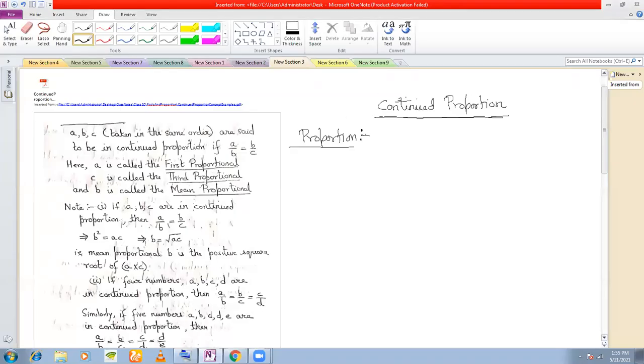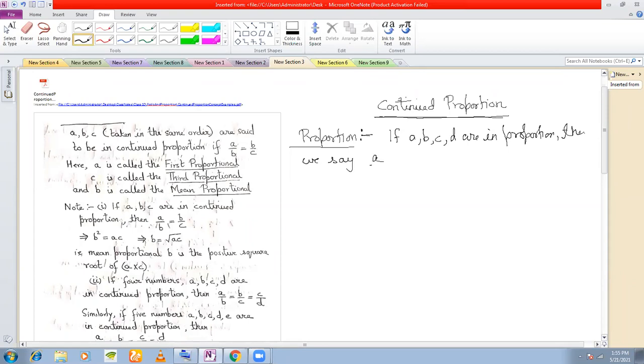Just a revision of the definition of proportion. If A, B, C, D are four numbers in proportion, then we say A by B is equal to C by D. This is what we say. If four numbers are in proportion, we take the numbers in that order only.